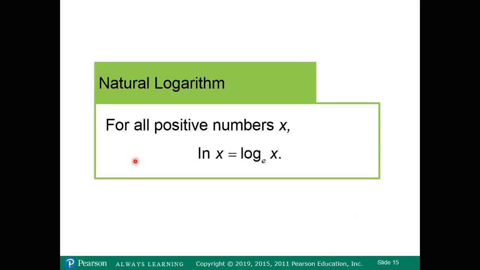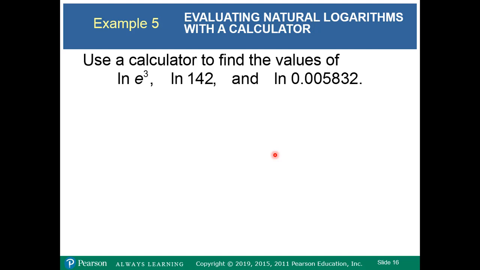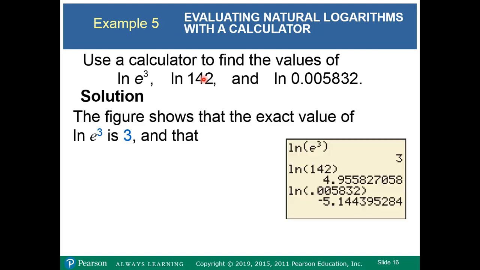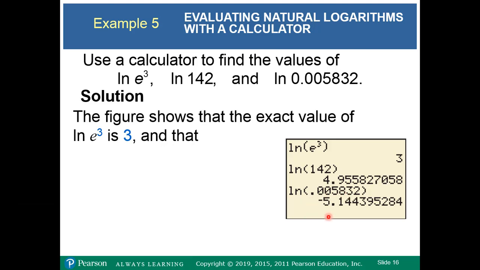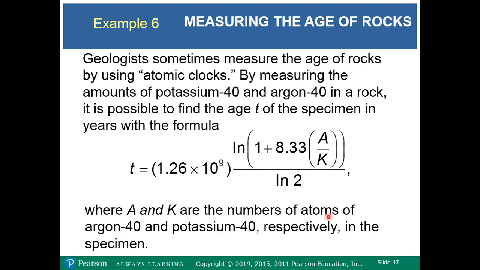So now, for all positive numbers x, the natural log is the log base e of x. So there's the definition. And again, we have an ln key on our calculator. So using our calculator, we can calculate any one of these. So this one's going to be 3. And then of course, for these, we're going to have to use our calculator to get an approximate value. You can use the ln key and just plug in 142, and it'll give you this value. And you can plug in this number into the log, and it'll give you this value. And again, these are approximations.